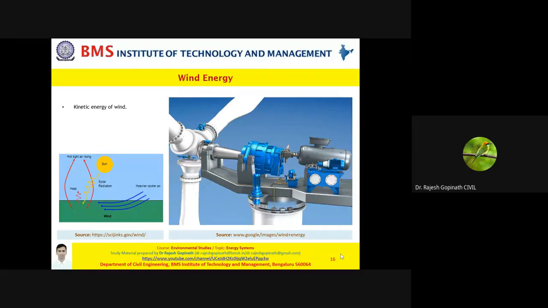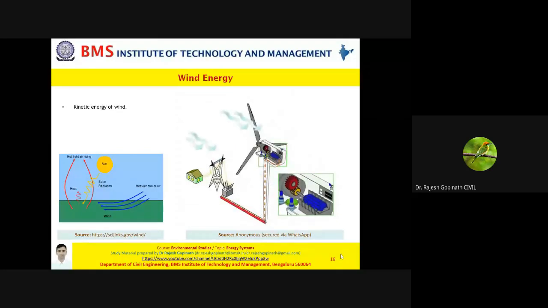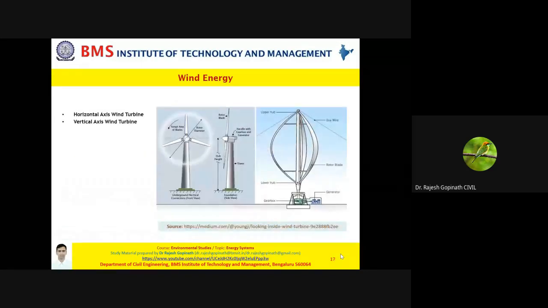Let's look at this animation. There is wind which is blowing, and the wind rotates the turbine. So wind energy is converted to mechanical energy. This turbine is connected to a generator, which produces electricity. So in wind energy, wind energy is converted to mechanical energy, and mechanical energy is converted to electrical energy. So this is the simple working principle and operation of a windmill or a wind turbine.